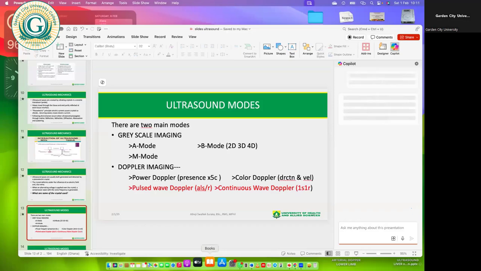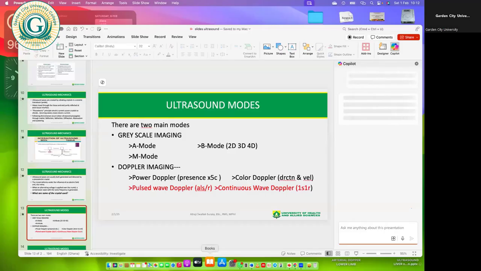Away from the grayscale imaging, we have what we call Doppler imaging. The Doppler imaging allows you to record functional ultrasound activities. So if you remember our diagnostic uses of ultrasound, we spoke about anatomical and then we spoke about functional. The Doppler images allow you to take functional information from your images that you have visualized. Because sometimes you don't just want to see a structure. You want to see if that structure is performing its duty.